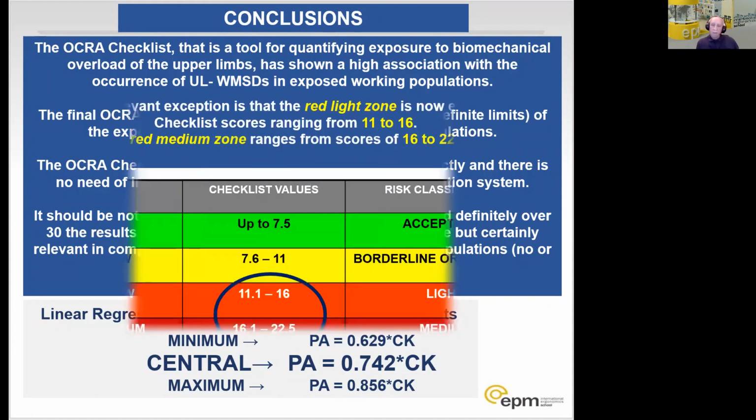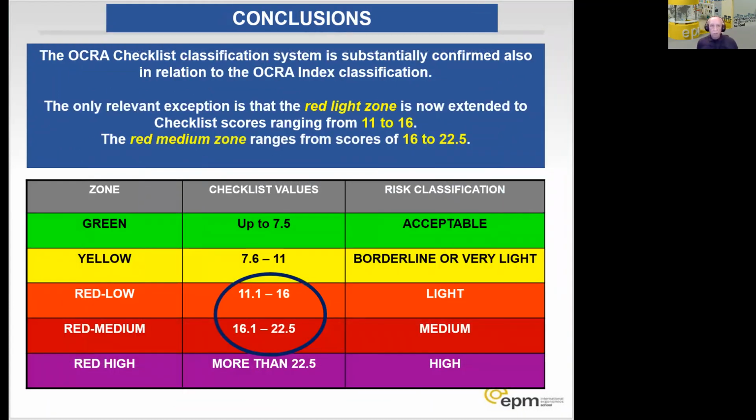And the second conclusion is that the OCRA classification system is substantially confirmed, but the only relevant exception is that the red light zone and the red medium zone are divided by a score of 16, and this should be used from now on in the future to classify the OCRA checklist result.